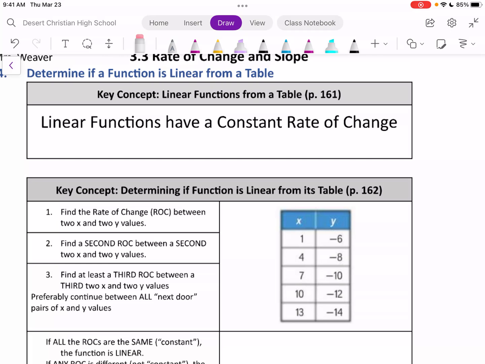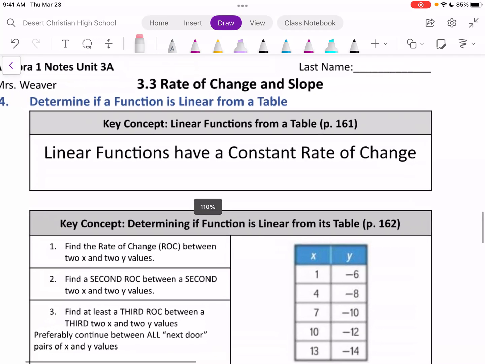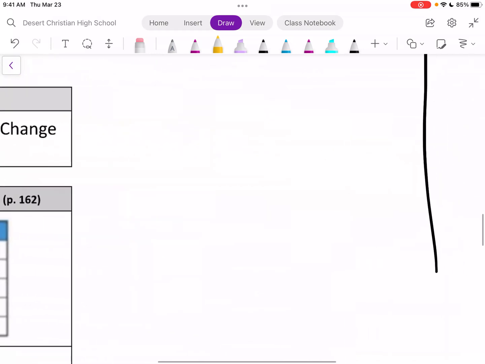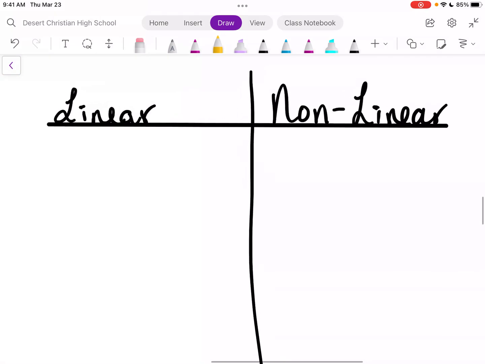So we're going to look at this new concept here of determining if a function is linear from a table. So let's just review real quick this concept of if a function is linear. We've talked about is a function linear or not linear before, and I have a little thing set up here. You do not have to copy this. I'm just reviewing.